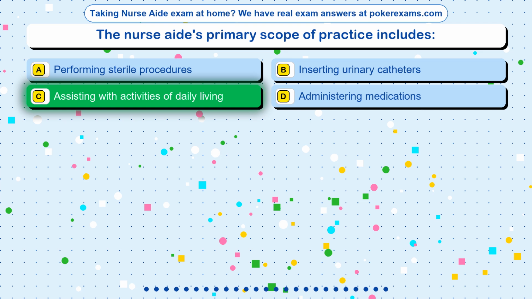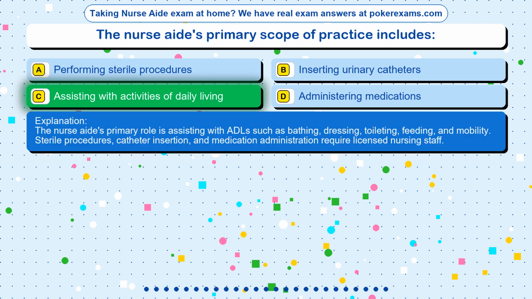The correct answer is option C, assisting with activities of daily living. The nurse aide's primary role is assisting with ADLs such as bathing, dressing, toileting, feeding, and mobility. Sterile procedures, catheter insertion, and medication administration require licensed nursing staff.